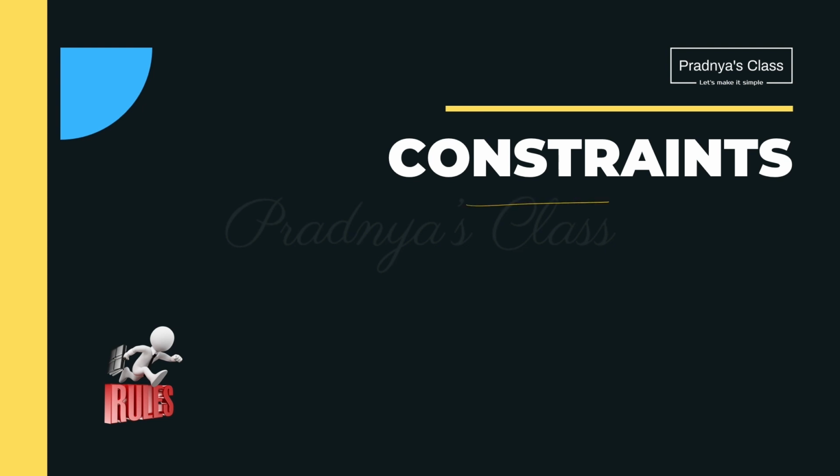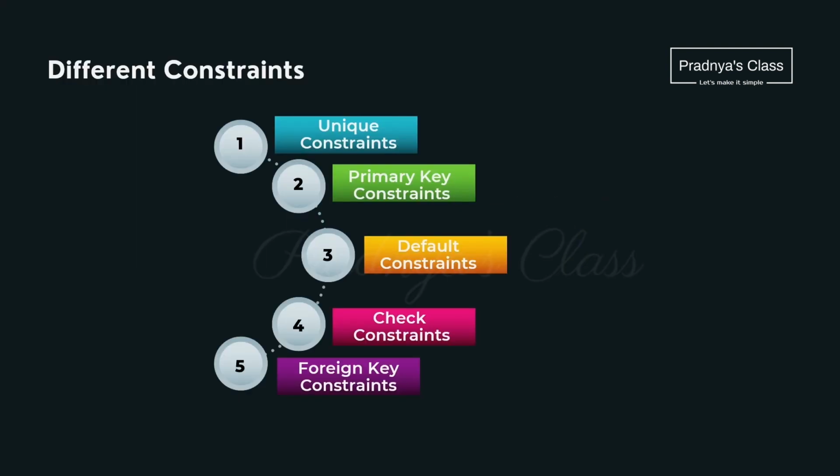Moving ahead to the next important topic related to database, which is constraint. Constraint is nothing but a rule which we apply on the table. With that we can make sure of the type of data we are entering into the table. Here are the 5 constraints: unique, primary key, default, check and foreign key. Let's try to understand these constraints in short.